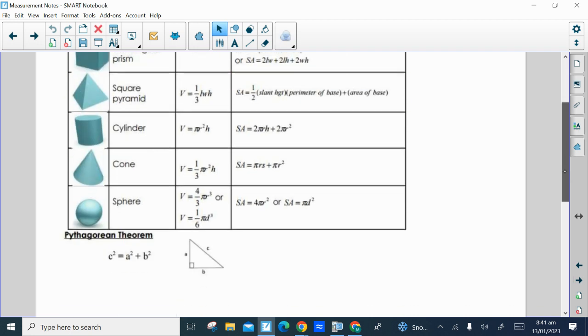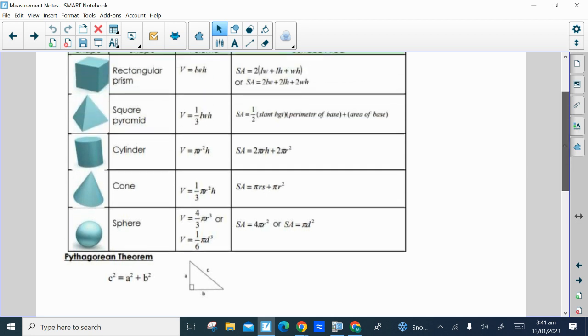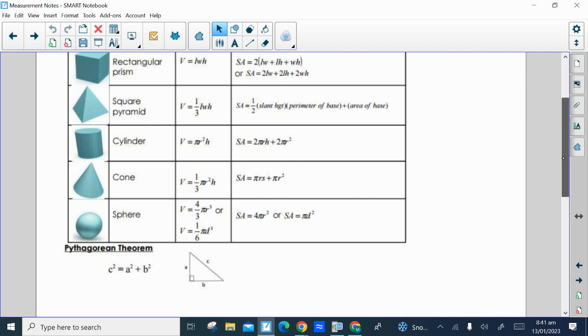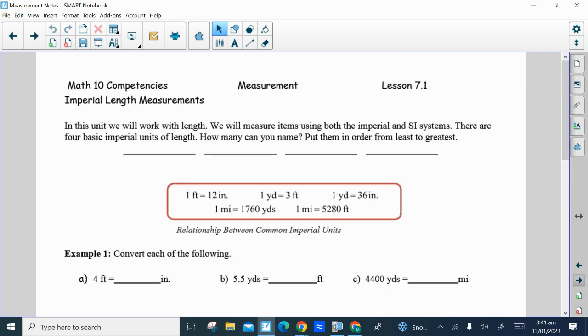So again, you'll be given all the formulas that you need for this chapter on a formula sheet, so you don't have to memorize them. You just have to know how to use them. And so basically you've got a copy of the formula sheet on that page. So we'll start by looking at imperial and metric measurements.